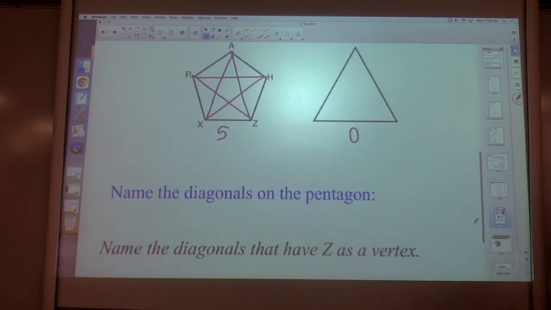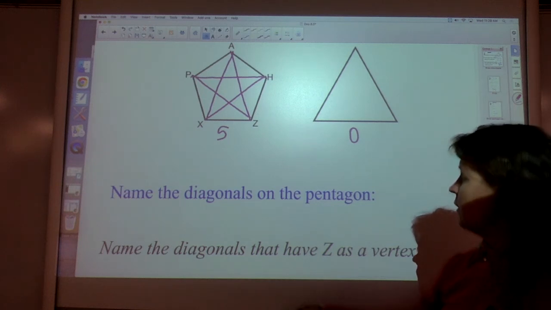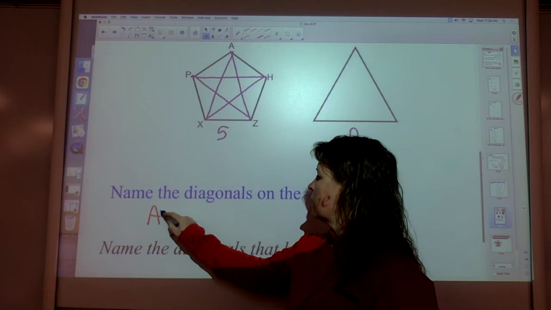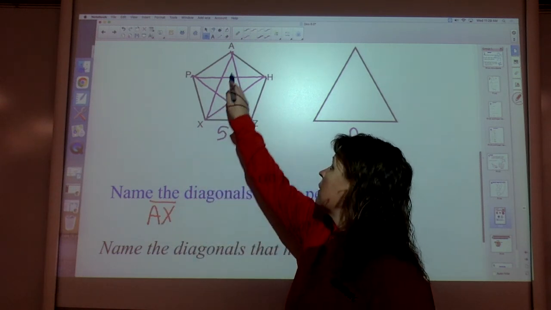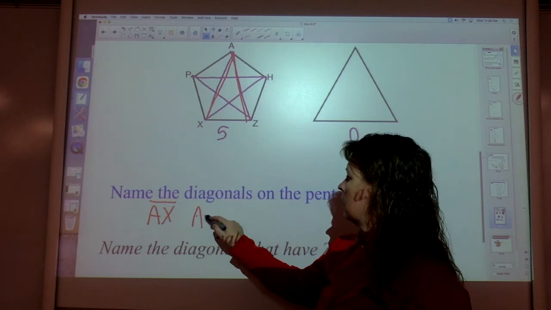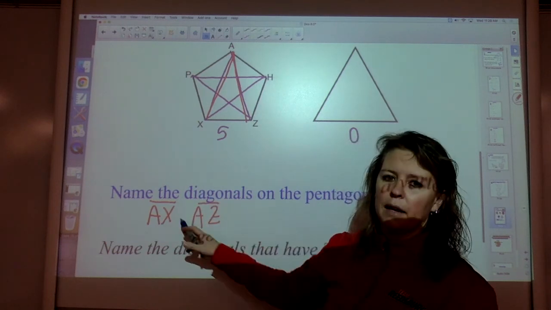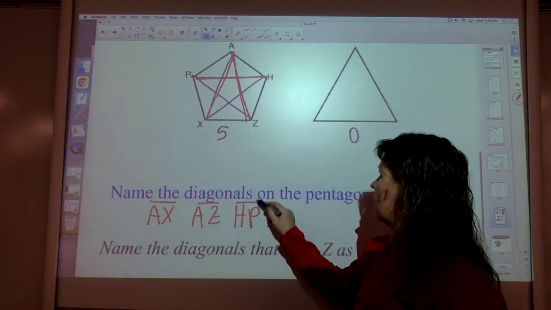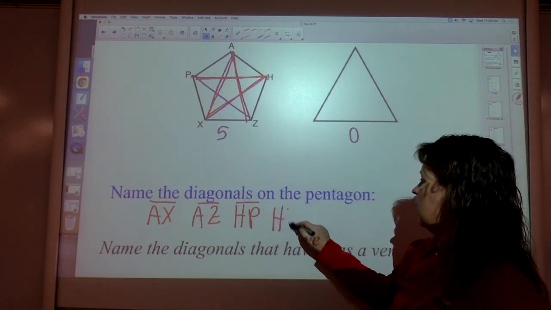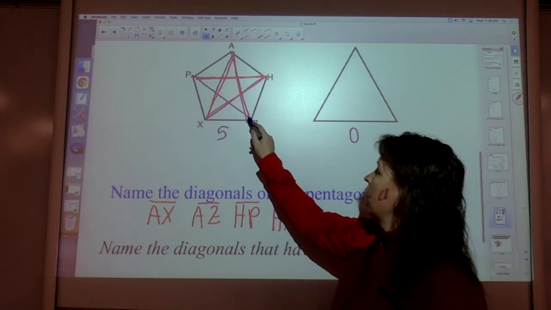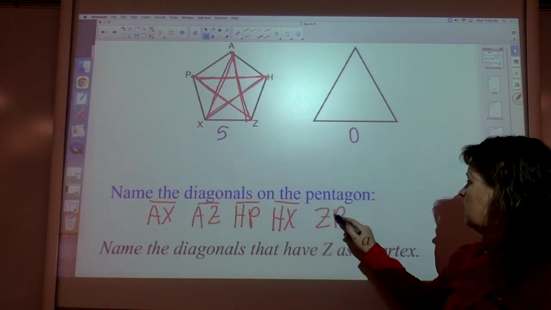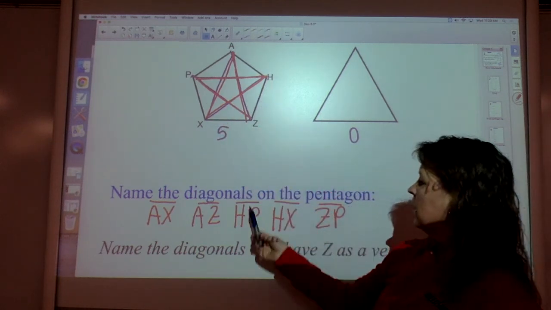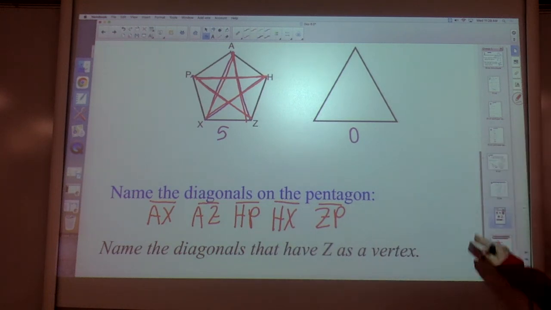Next, it's going to ask you specifically to name the diagonals on the pentagon. And when we name diagonals, we name them as segments, as they are. We have segment AX. We have segment AZ. You could call them XA and ZA, of course, segments. We have segment HP. We have segment HX, or again, segment PH or XH. And we finish with segment ZP. You don't keep going around and calling them again. They are the same forward as they are backwards. There's your 5 diagonals.